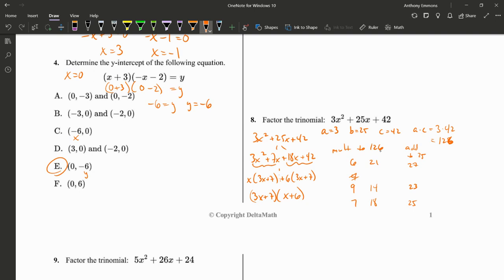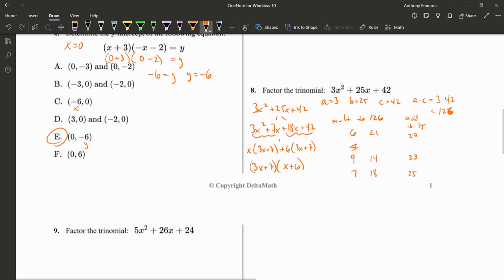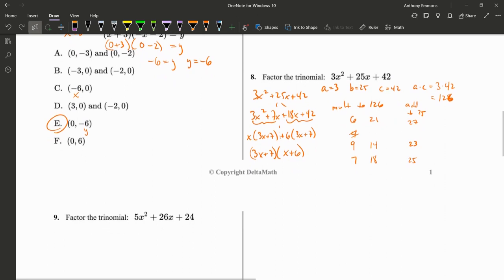I did think for a second, when I was struggling to find the numbers that multiply to 126, I took a look back to see if there was a greatest common factor in the original trinomial, which of course there isn't other than 1. Maybe that would have made our lives easier. 3 and 42 are divisible by 3, but 25 isn't. So we were stuck with this obnoxious number 126 and trying to identify those factors. Hopefully the problems you face will be a little bit easier, but feel free to work with a neighbor, bounce some of these ideas off of one another, identifying your factors and such.